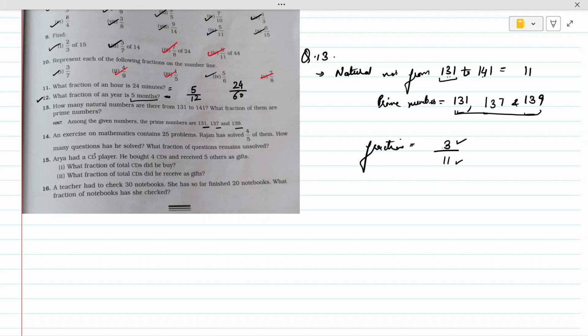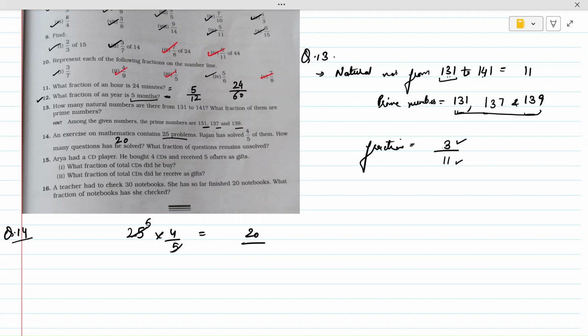Now, an exercise on mathematics contains 25 problems. So there is an exercise of mathematics which has 25 questions in it, and Rajan has solved 4 by 5 of them. How many questions has he solved? So he has solved 4 by 5 of this. So let's compute this. This is 5 into 5 here. 5 into 4 is 20. So that means he has solved 20 questions.